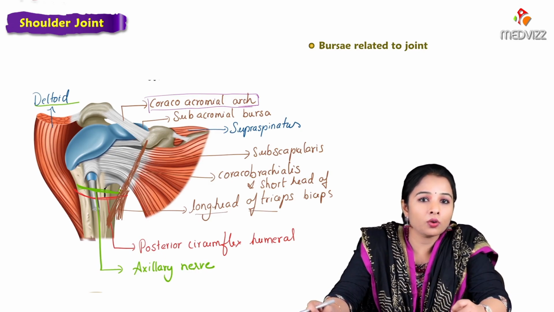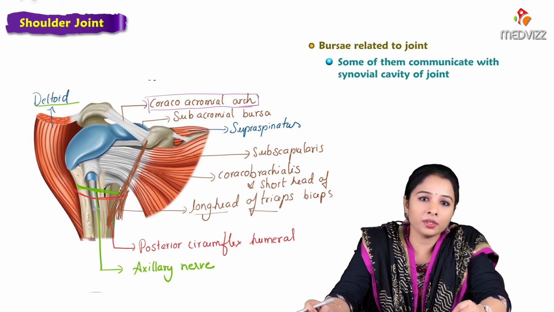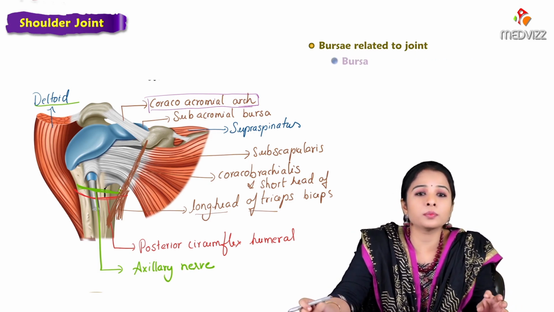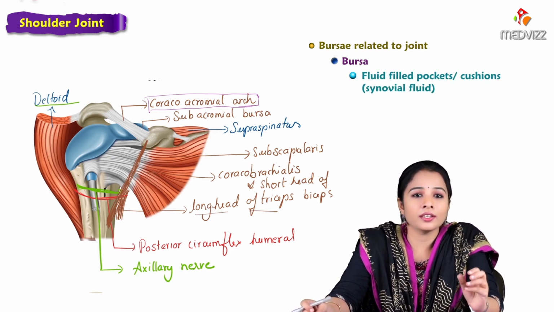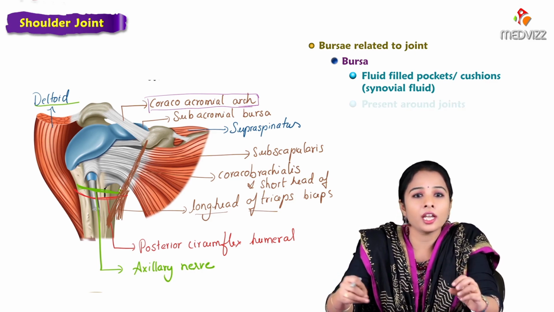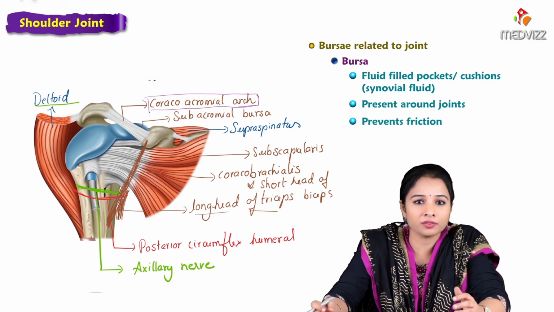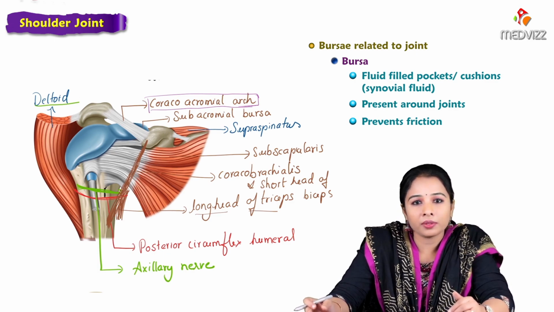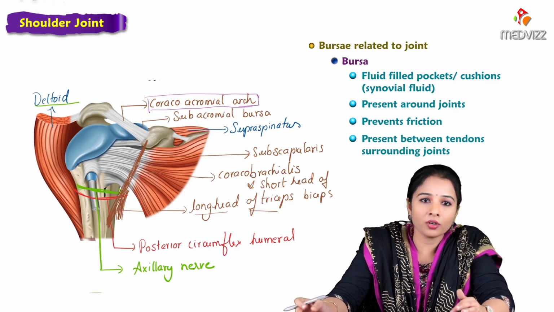The bursae around the shoulder joint are clinically important as some of them communicate with the synovial cavity of the joint. So what are these bursae? Bursae are like fluid filled pockets. They are like cushions filled with fluid, that is the synovial fluid, present around the joints, and they reduce the friction around the joint. Usually the bursae are present around the joint and between the tendons surrounding the joint.